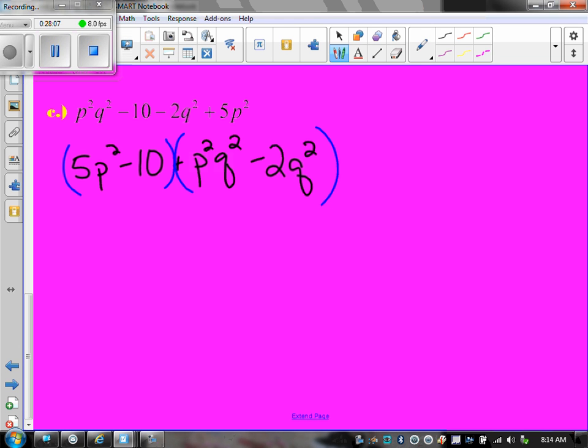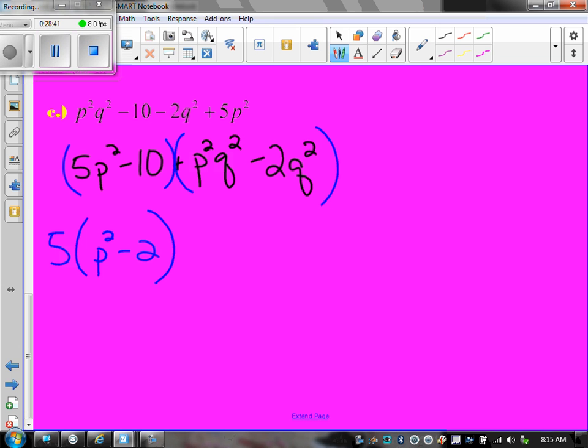In that first group, I have a 5p squared minus 10. Can I take something out of 5p squared minus 10? Did I take out a 5? All right, let's take out a 5. If I take out a 5, then what do I have left over? P squared minus 2. So then my other leftovers should be a p squared minus 2. My other leftovers hopefully match, and I hopefully get a p squared minus 2.